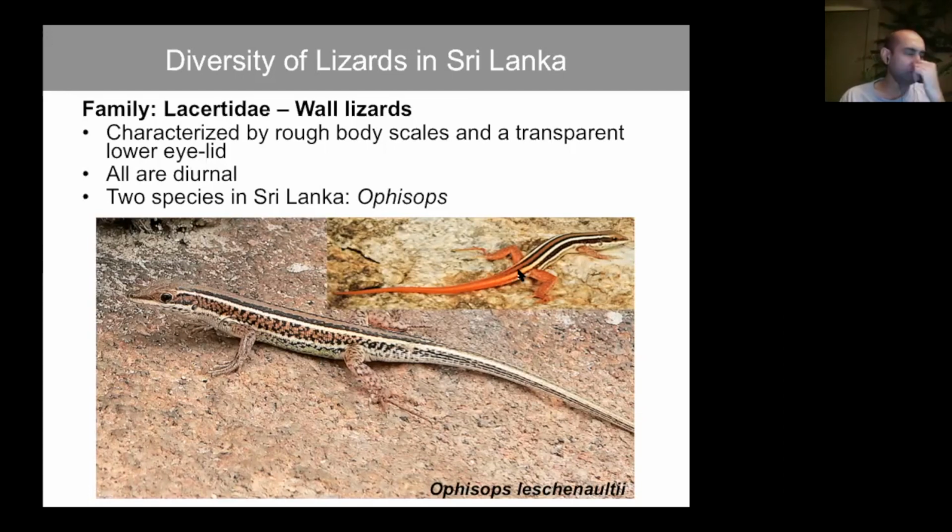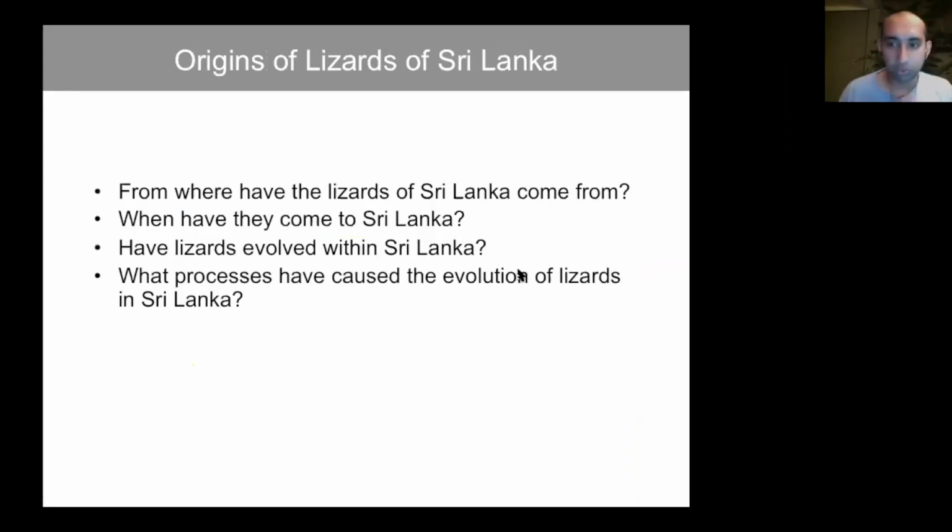So we have two species in Sri Lanka. They belong to the genus Ophisops. So what I have here is Ophisops leschenaultii. Right. So with this, I conclude my section on the diversity of lizards in Sri Lanka. So now I move on to a small section on the origins of lizards in Sri Lanka.